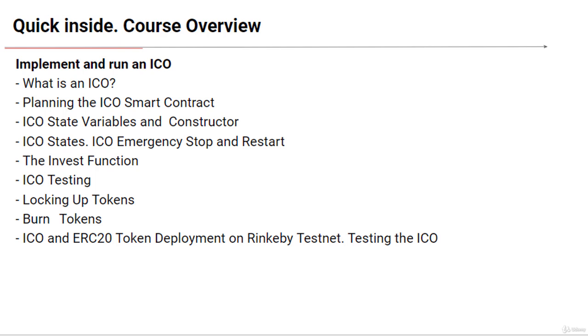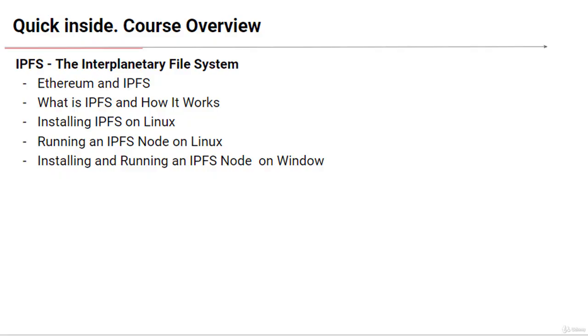After finishing it, you'll be able to launch your own Ethereum token that people could buy by sending Ether to your ICO contract address. The last section of this course is about IPFS. The InterPlanetary File System, or IPFS, is a protocol designed to create a permanent and decentralized method of storing and sharing files. IPFS aims to replace HTTP and build a better web.